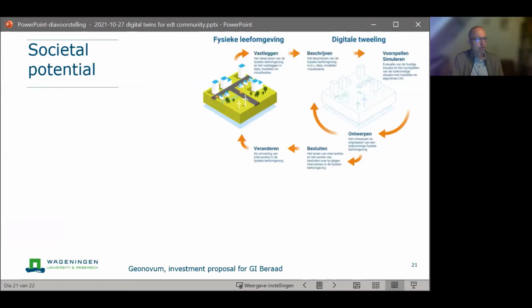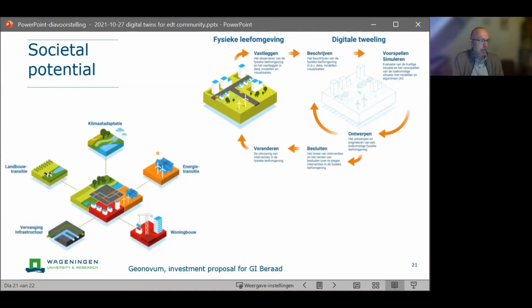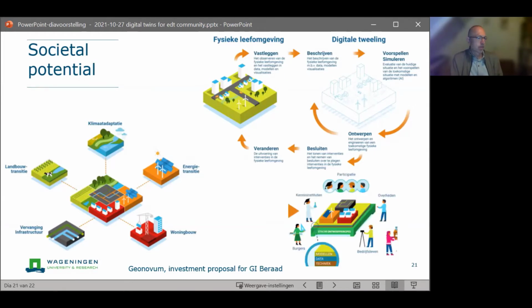Evidently, there is also a lot of societal potential for this type of twins. This is an investment proposal from the Dutch Geoinformatieberaad. As you will be quite aware, there are many transitions happening also in the Netherlands regarding housing, regarding energy, regarding climate, regarding agriculture, and regarding infrastructure. And there are many hard choices to be made here. And it would be very helpful to have at some not too detailed level twins available to see how these choices would develop and also to monitor what's happening.